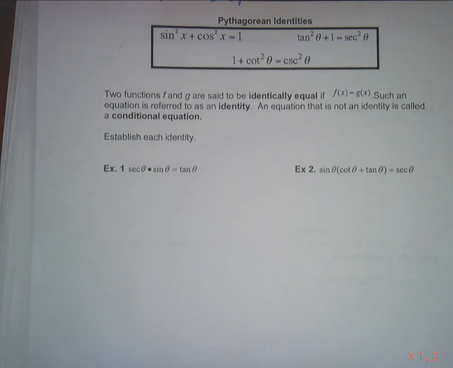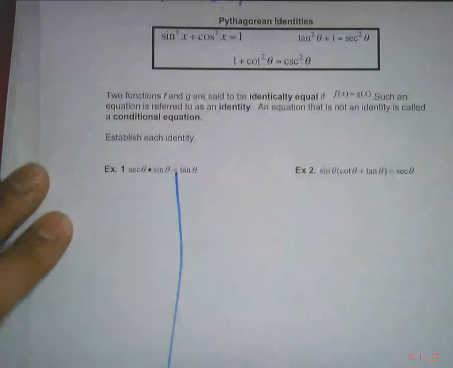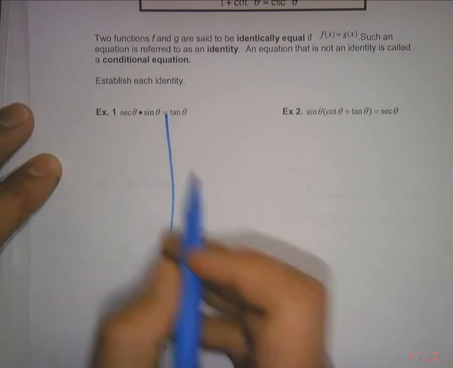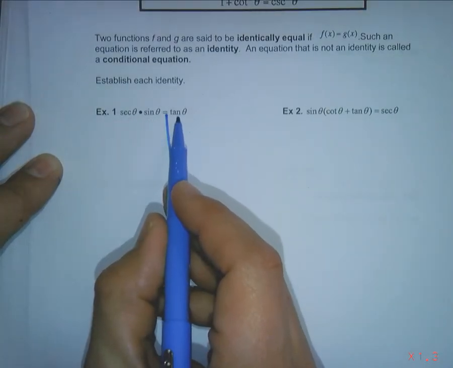Okay? So here we go. I'll show you what I'm talking about. So this is my equal sign. I'm not going to cross over this equal sign. And we're trying to get secant times sine equal to tangent.